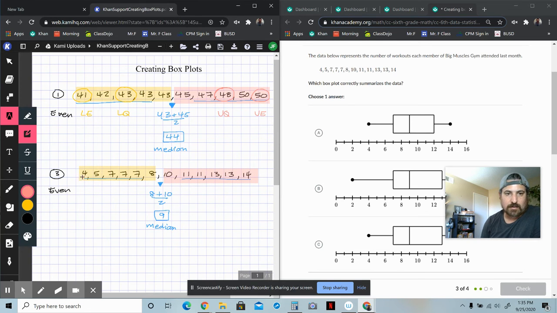And we have 1, 2, 3, 4, 5, 6 values on the left and 6 values on the right. Okay, fair enough.